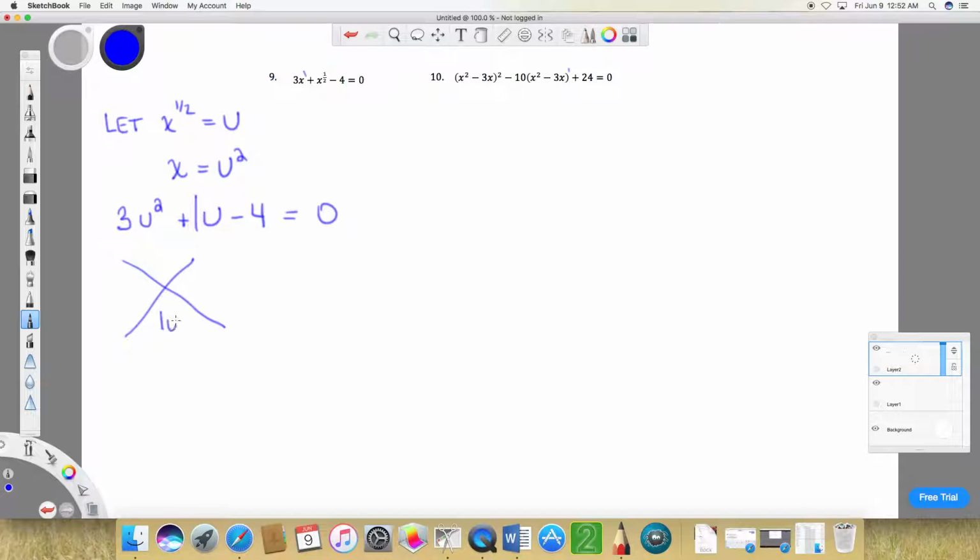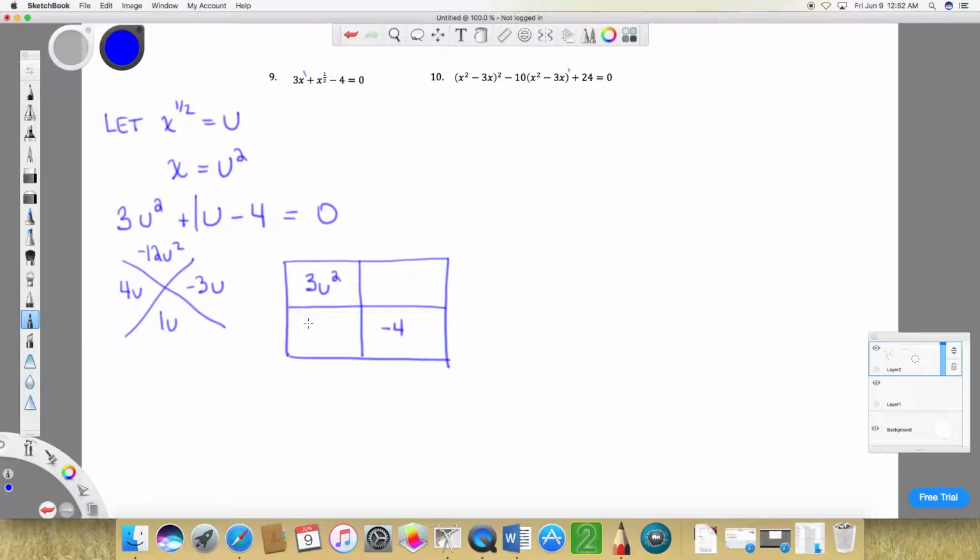The middle term is 1u. The first term times the last term is negative 12u squared, and two numbers that multiply together to give me the top value but add to give me the bottom are positive 4u and negative 3u. So if I put that information in the form of a table, I'll be able to apply the distributive property and factor this. The first term and the last term, 3u squared and minus 4, and along the other diagonal, 4u and minus 3u.